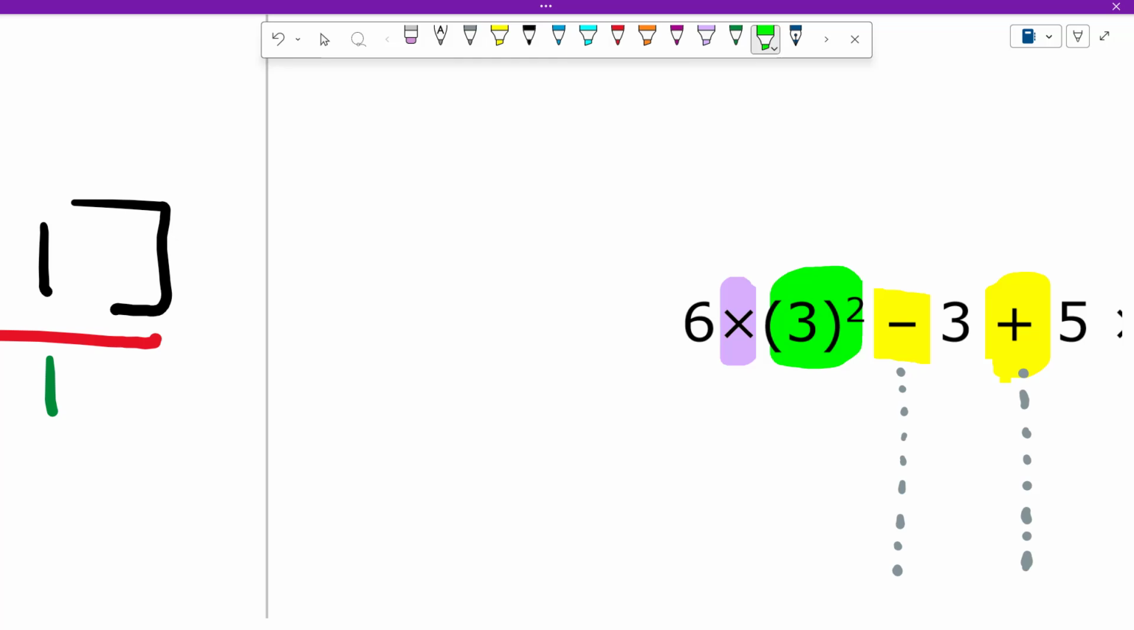Hear it? 3 times 3. This means 3 times 3. You can write it down or you can do it in your head. 3 times 3, which is? 9. 9, not 6, 9. Right? Okay.